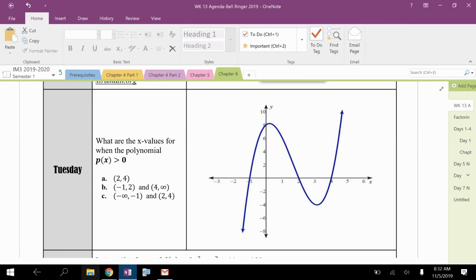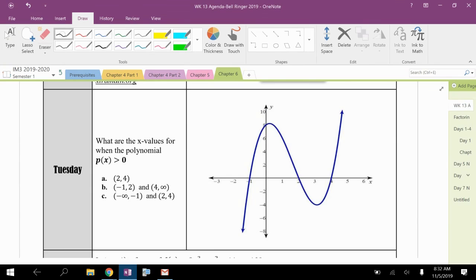with the ones that are on your test. That's why I do bell ringers with you, so that you can see what is going to be expected on that test. So it says, when are the x values for this polynomial, which is the graph, greater than 0? This is what we learned yesterday. Now, greater than 0, remember, is that top piece. So from -1 to 2.